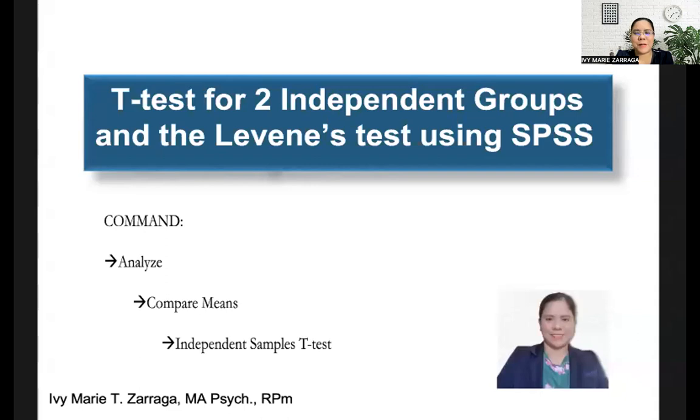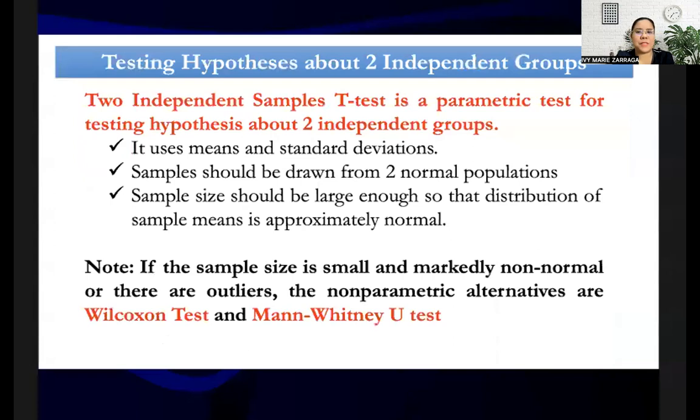So for today's video, I will teach you how to perform T-test for two independent groups and how to present the results in a scholarly manner. Other terms for the T-test for two independent groups are independent samples T-test or independent measures research design or between subjects design.